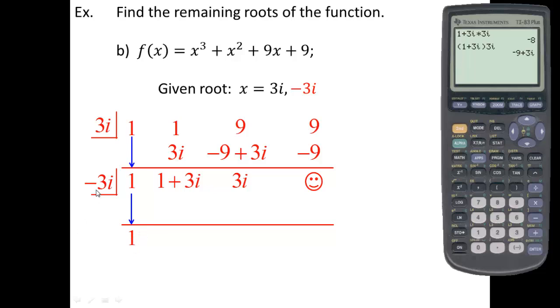1 times negative 3i is negative 3i. The 3i's cancel out. I'm left with 1. 1 times negative 3i is still negative 3i. The 3i's once again cancel out, and I have my happy face remainder of 0.